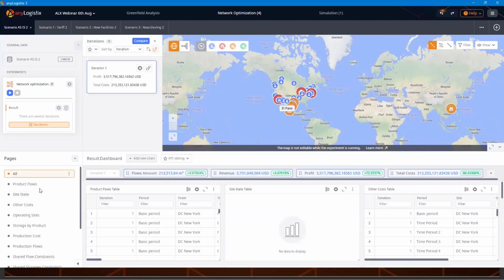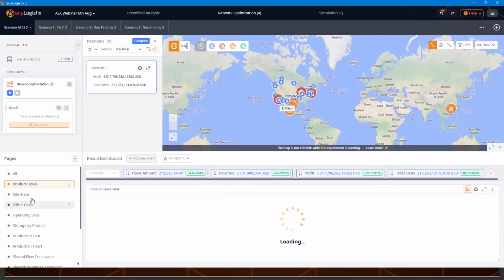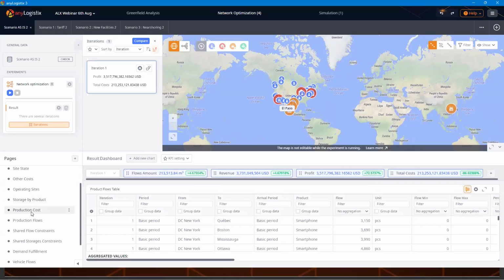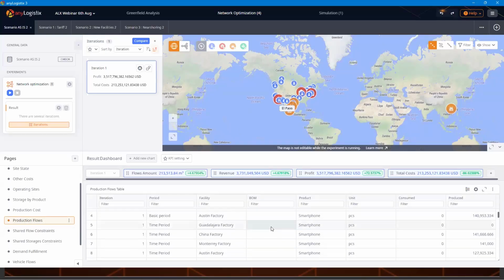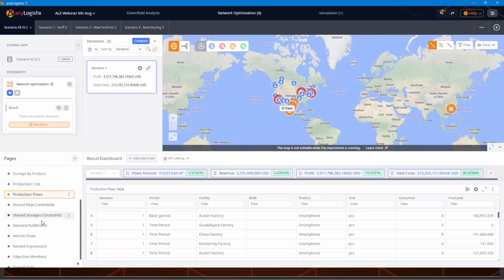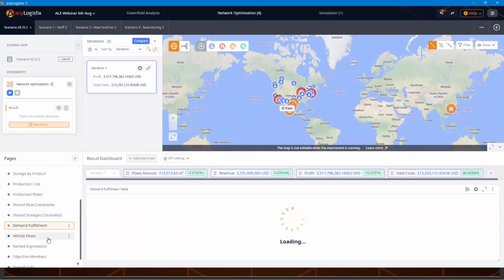Back to the point, in anyLogistix as output, we get all the necessary information that anyone requires from the supply chain. We have the product flow, the operating site, the product storage, production cost, the production flow. In our case, we don't have the bill of material, but if your supply chain is multi-tier, so you need a lot of different raw materials to create your finished goods, in that case, the production flow table will play an important role where you can track the bill of material. In our case, we don't have that. Shipment flow constraint, demand fulfillment, all of this.